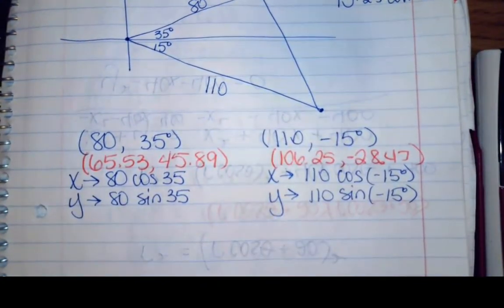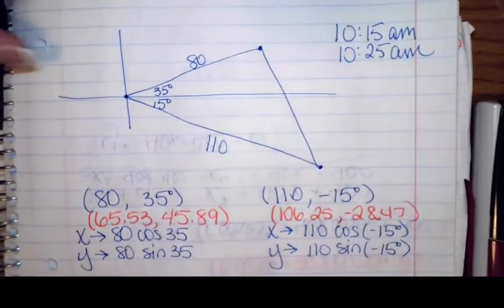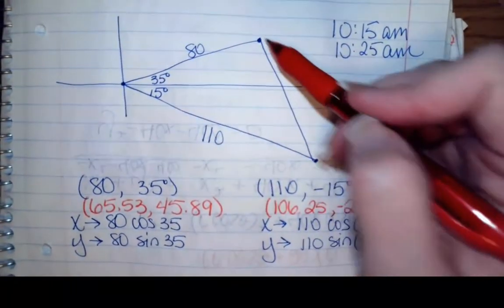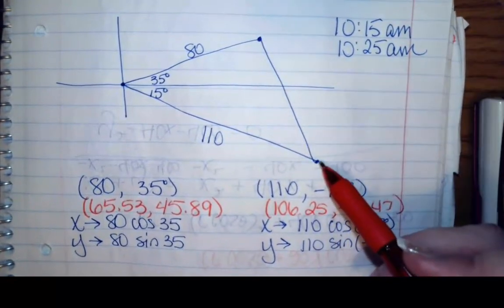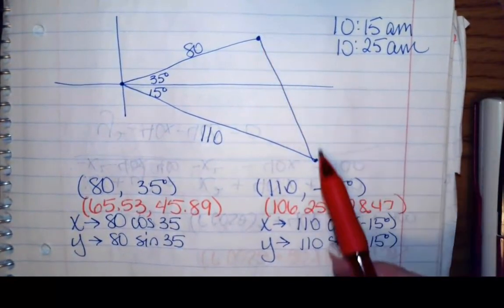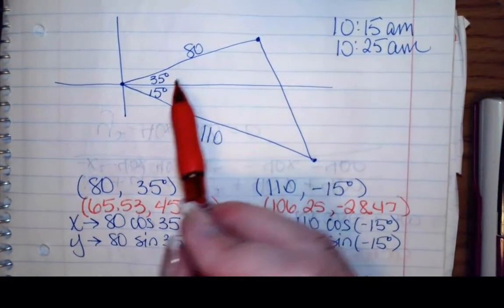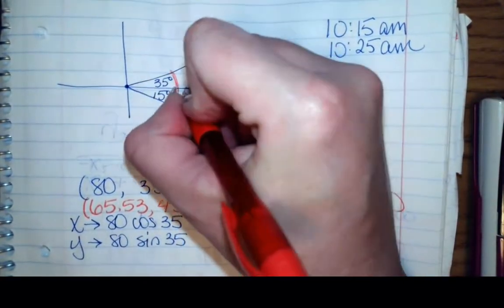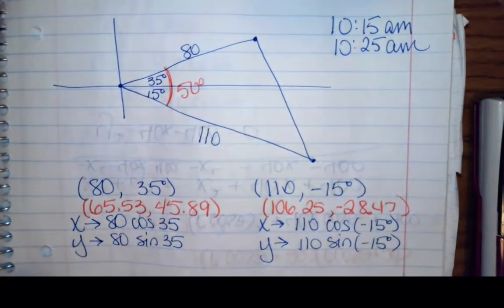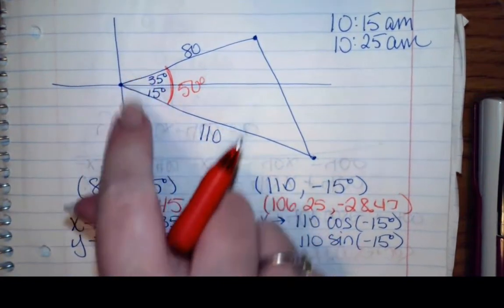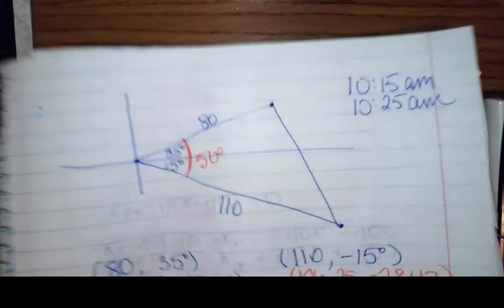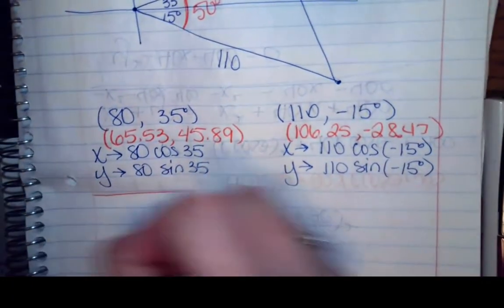And the final question is, what's the speed of the aircraft in miles per hour? Well, I better figure out, first of all, how far he went. Because he started here, and 10 minutes later he was here. So I do not have a completed ratio, but I do know that this angle is 50 degrees total. Okay, 35 and 15 is 50. So I can use the law of cosines.